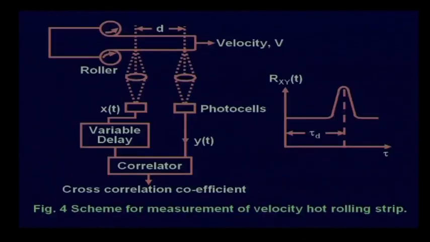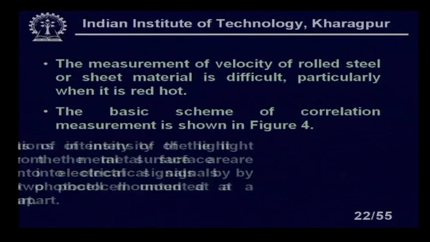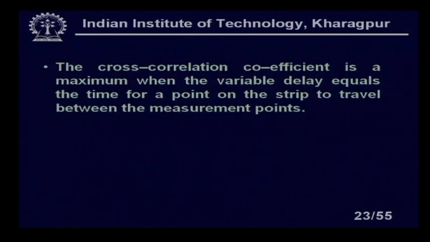Let us look at it. The cross correlation coefficient is a maximum when the variable delay equals the time for a point on the strip to travel between the measurement points. There are two measurement points. So, the cross correlation coefficient is maximum when the variable delay equals the time for the point on the strip to travel between the measurement points. What else? Let us look at.